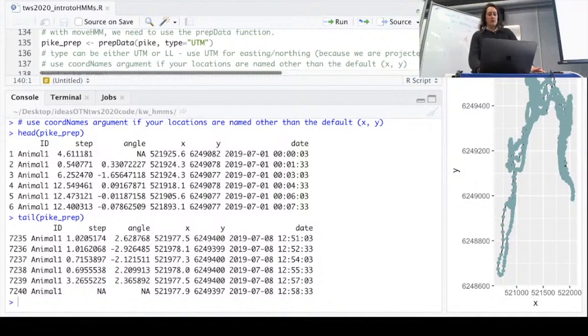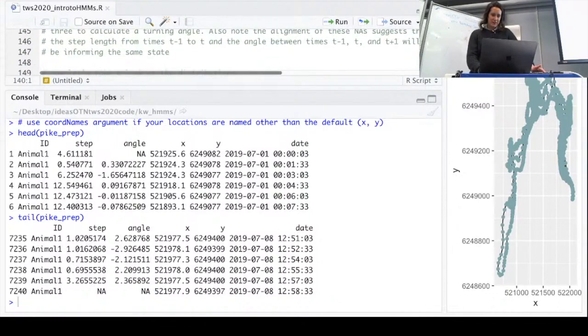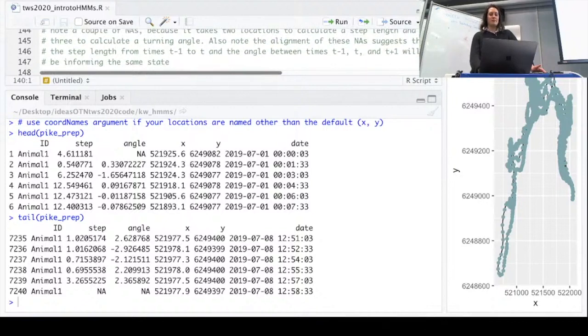And so here, the position of these NAs suggests, let me see if I get this right, I'll just read it off. Okay, so this suggests that the step length from time t minus 1 to t and the step length between t and t plus 1 are going to be informing the same state at time t. So that's just good to know. So it's basically saying that this step length and this turning angle are informing this behavioral state, okay?